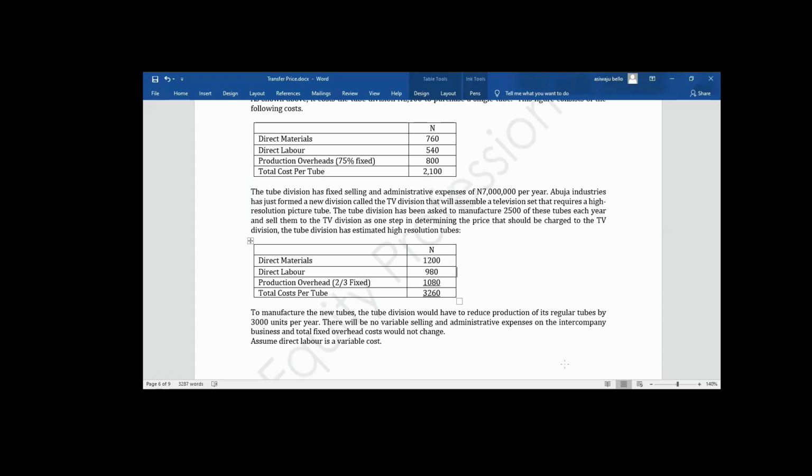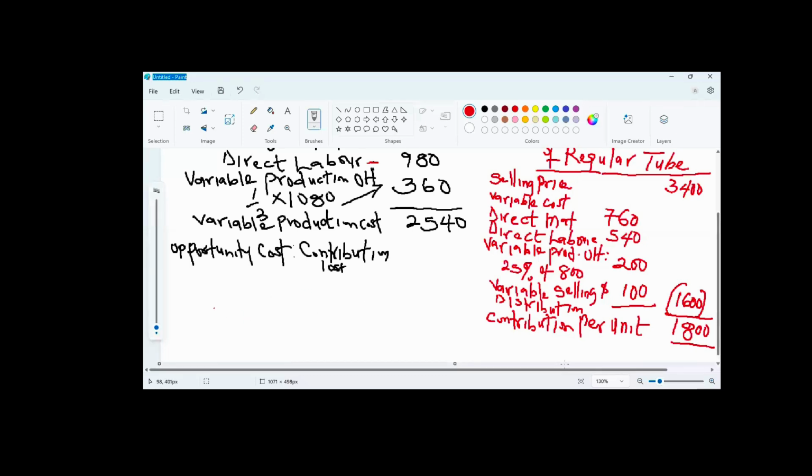Therefore, I can come here. Contribution loss per unit is equal to total contribution loss divided by the new tubes to be produced. We are going to produce 2,500 new tubes. What is the contribution loss per unit of new tubes? Please work that out. 2,160. Come here now, come and put it here.